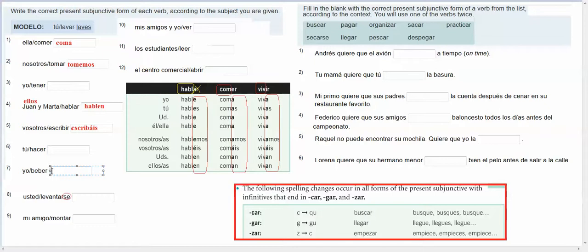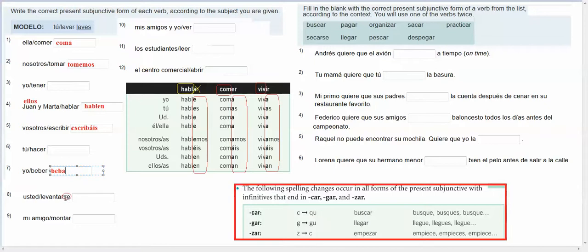Here I've got yo beber, so I'm going to write beb. I'm going to take off my ER ending. It's yo. It's an ER verb, so I'm going to go over here and I would add an A. Beba. Usted levantarse.